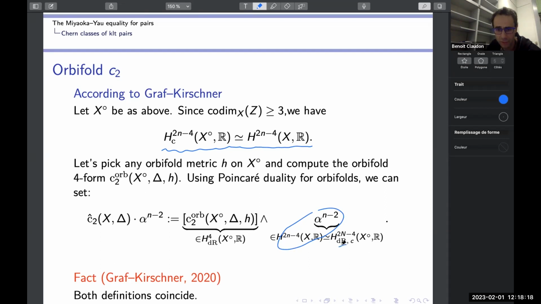Now since we are on an orbifold, we can use orbifold forms. And so this is really a form with compact support. So I can represent it by a form with compact support. And if H is any orbifold metric on the orbifold part of X, again, I can compute a Chern representative of the C2 orb. And so the wedge product gives you a class that has compact support in X naught. So I can compute the integral. And it gives you a number.